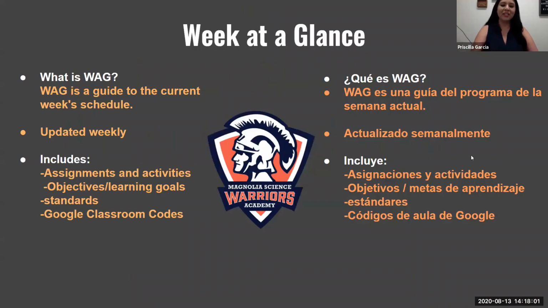So what is Week at a Glance? Week at a Glance is a guide to the student's current week schedule. It is updated weekly on Mondays, and it includes assignments and objectives, learning goals, activities, standards, and Google Classroom codes. And this will be for every single class that your student has. There will be one Week at a Glance.